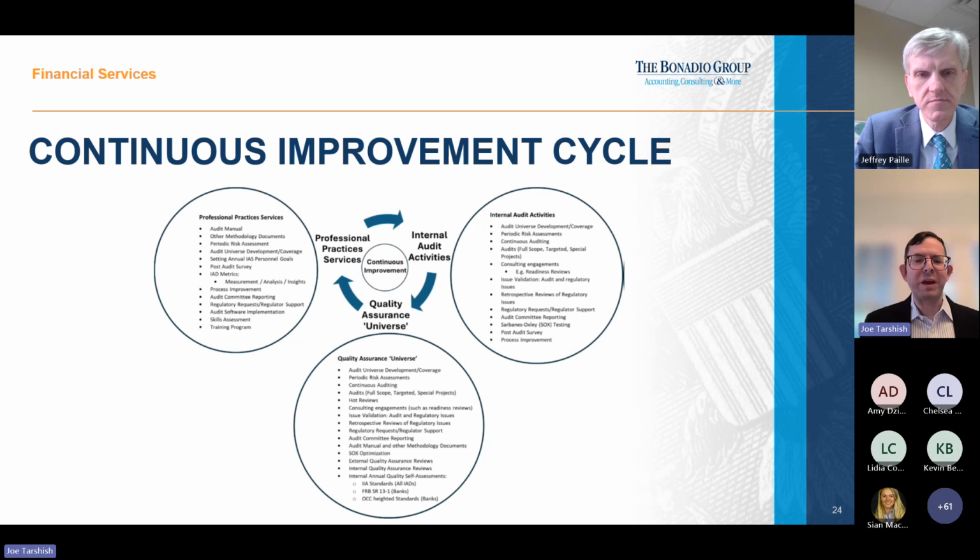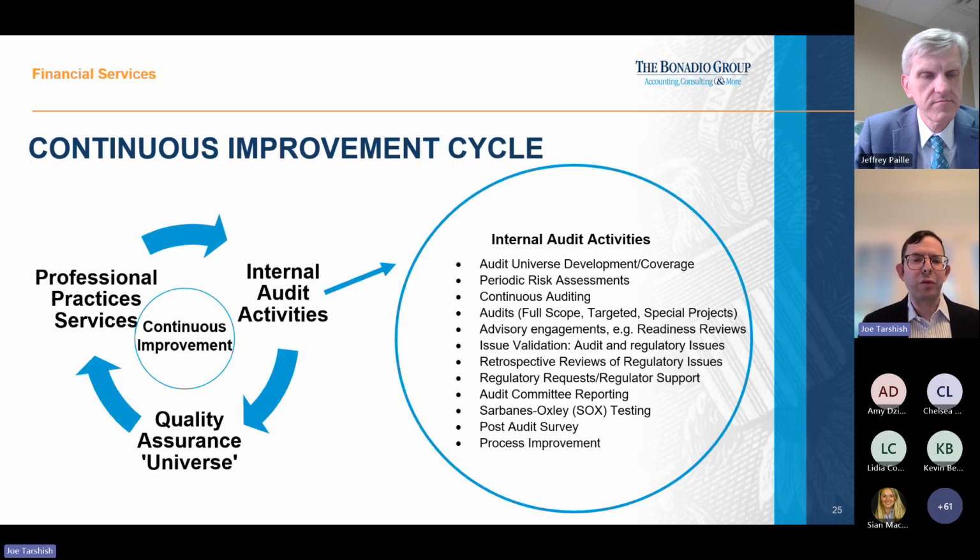This is a bit of a complicated little pictorial, which looks at the various aspects within the continuous improvement cycle, but we'll magnify different parts of this and talk about them. Hopefully you can see this better. We're looking more closely here at the internal audit activities. This is a list, which is not comprehensive, which is an attempt to enumerate some of the many things an IA department does.